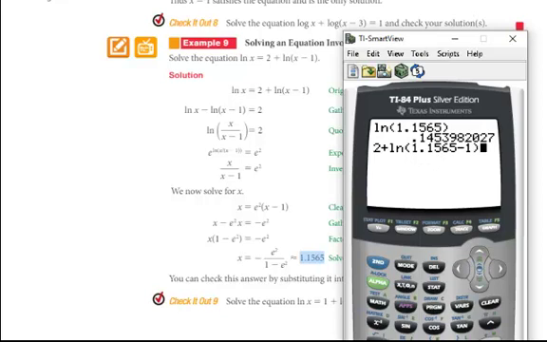And when I hit enter, indeed it will subtract about 1.86 to come up with the 0.145, which means that the left-hand side right here equals the right-hand side, and the solution of 1.565 is correct.